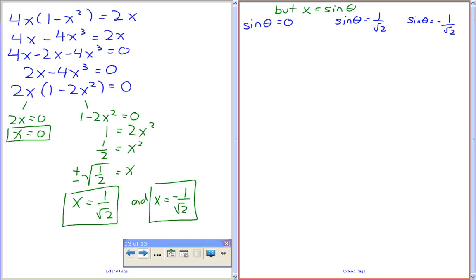Why does Mr. Sadler have 1 over root 2? Somebody said it. That is a special triangle. Without using your calculator, I'd like someone to be brave. What is theta going to be for the middle without using your calculator? If sine theta is 1 over root 2, sine of what gives you 1 over root 2?